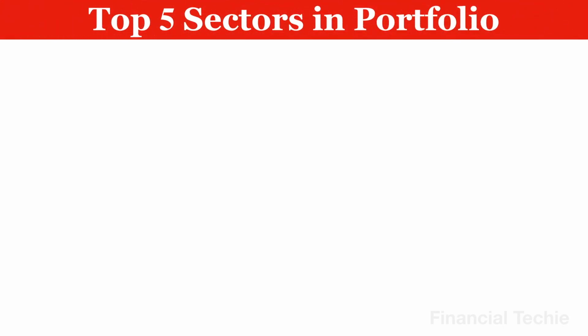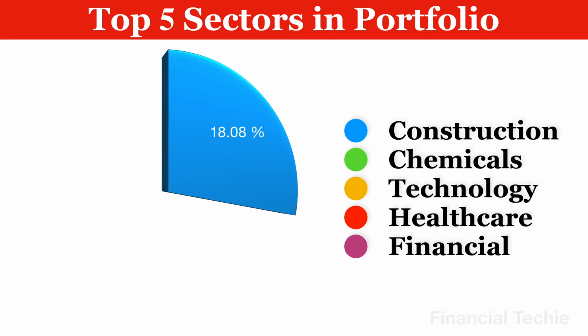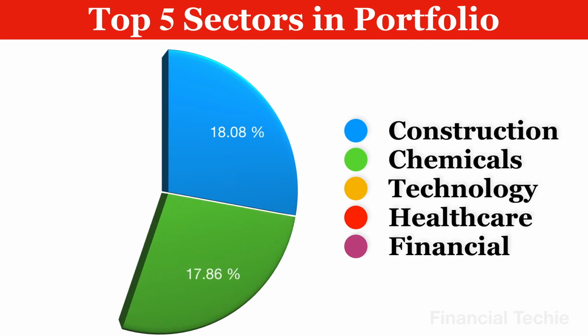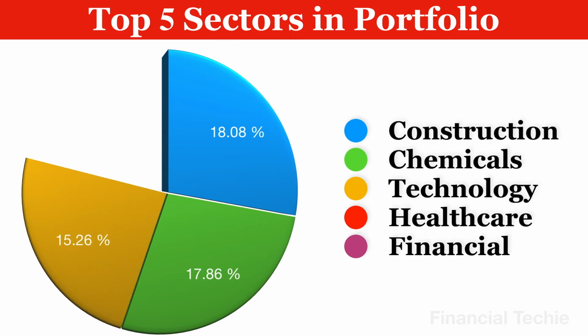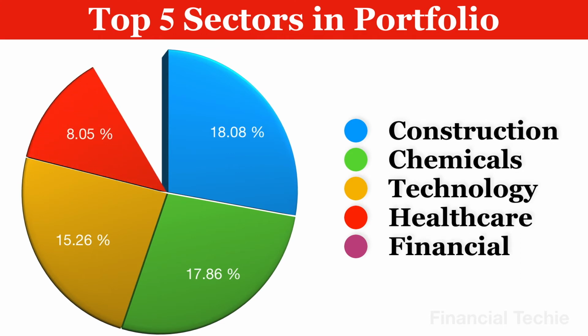In this section, we will understand the top 5 sectors which are being focused by this Axis Small Cap Mutual Fund. Nearly 18.08% is allocated for construction stocks, 17.86% is allocated for the chemical sector, 15.26% is allocated for technology, and 8.05% is being allocated for the healthcare sector, and the remaining 5.64% is being allocated to buy stocks which are listed under the financial sector.